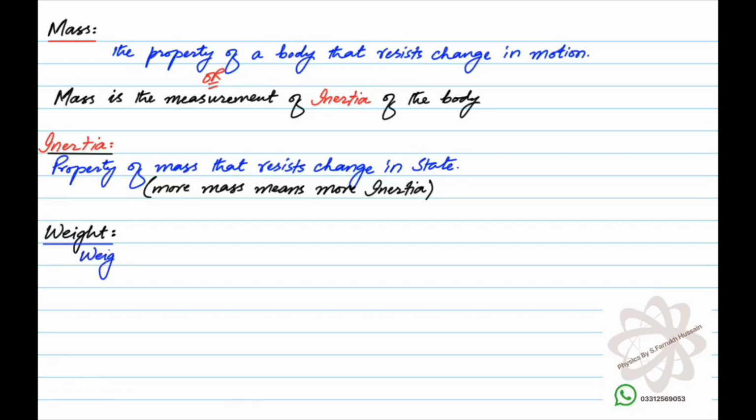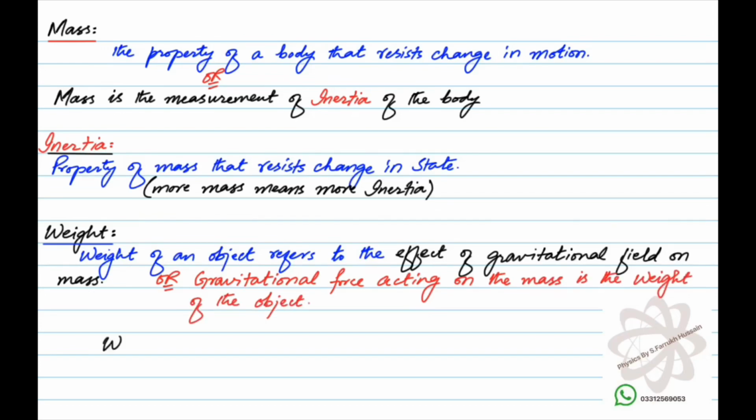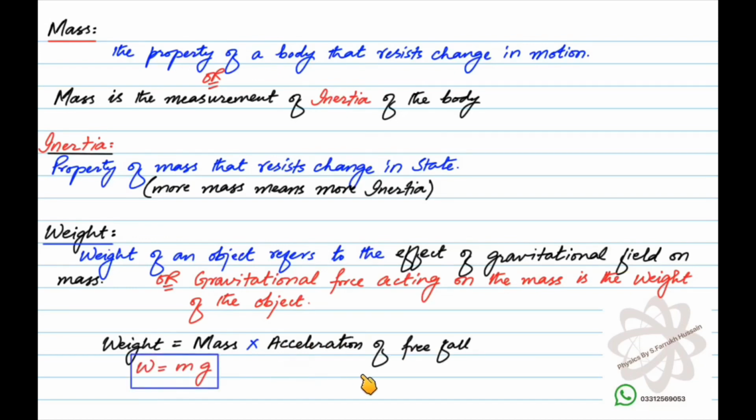Now weight is the effect of the gravitational field on the mass, or you can also call it the gravitational force acting on the mass as the weight of the object. Weight is given by mass multiplied by the acceleration of free fall, and the acceleration of free fall for earth is 9.81, and in the case of the moon it is 1.6 Newton per kg.